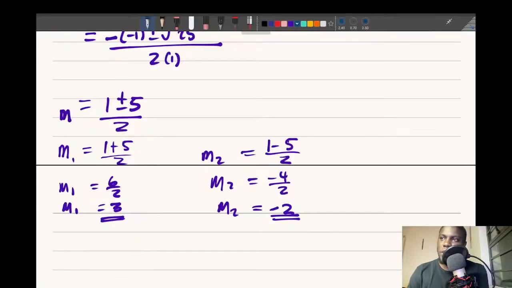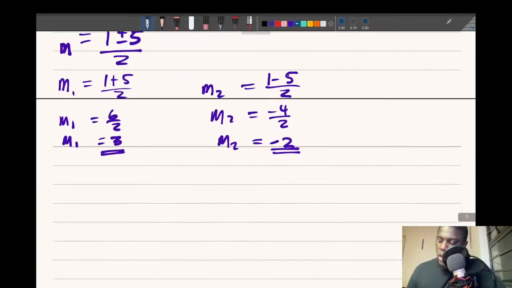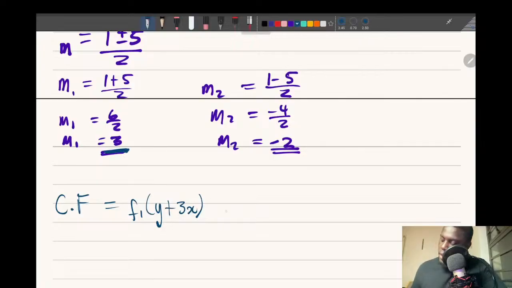So what are we going to put now? Well, we have our m1 and our m2. Are they the same? No. So what is your complementary function? It is going to be f1, then y plus 3x. We take this for x. Then we say plus f2, and it will be y, then this is a negative 2, so y minus 2x. Here's your complementary function. Nice and easy.